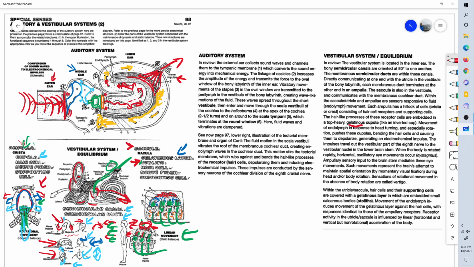Similar to the ampulla here, when the head is rotated, there's a shifting side to side due to the mass. There's a greater mass than the surrounding fluid here. And since it's a greater mass, it tends to stay in place when there's body movement happening, rotation and linear movement.